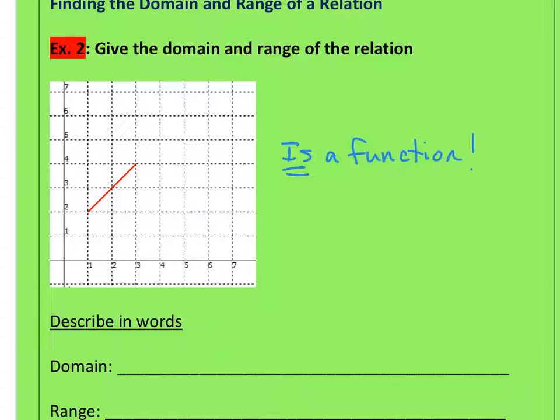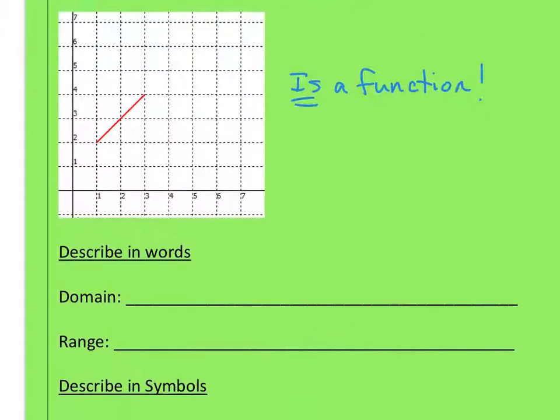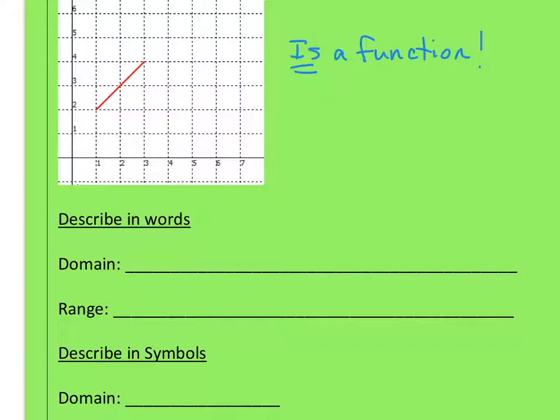All right, so let's describe the domain in words. So the domain are x values. And essentially our x values start here. Let me switch my pointer out to dot. Our x values go down the x-axis, starts here at 1, and it continues all the way here, right here, to 3. So in words, the domain goes anywhere from 1 to 3, including 1 and 3.